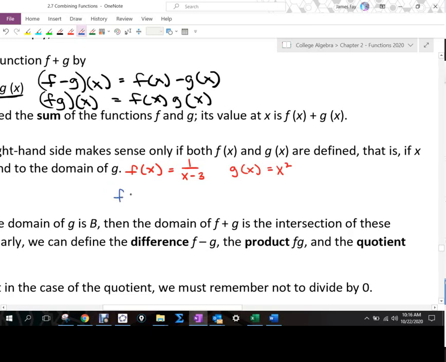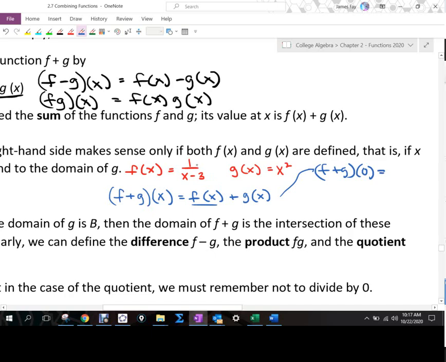But if I want to find what f plus g is for x, that means I have to understand that f of x is going to give me a y value, a legitimate real number output. And g of x is going to give me a legitimate real number output. Okay? So here's my question. If I plug in, let's say, 0, what is f plus g of 0?